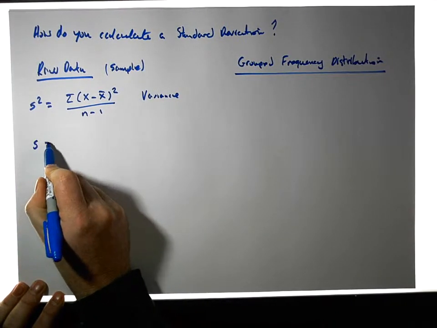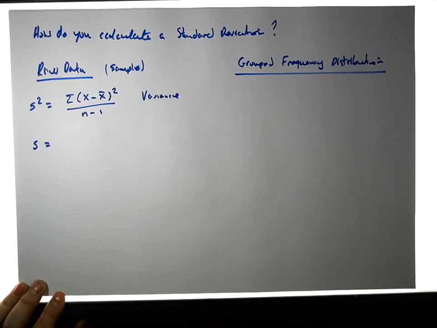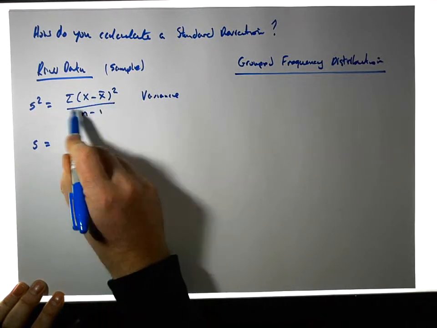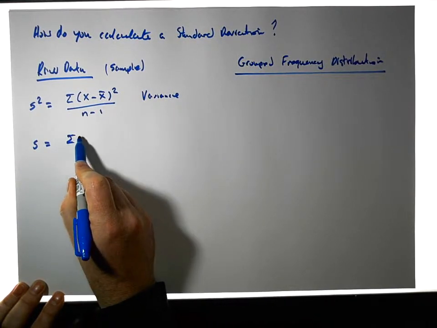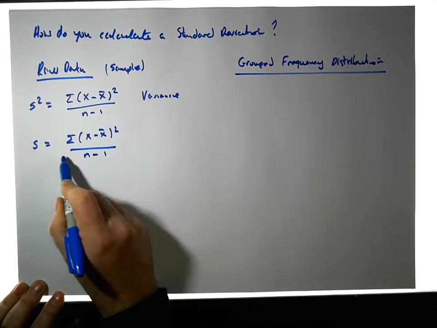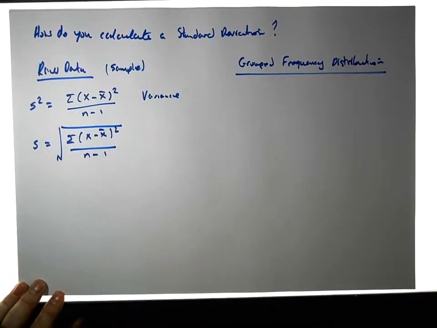I'll show you how these formulas are implemented in a moment. S is simply the square root of this number here. So it's the sum of the x's minus the x bar squared, all over n minus 1, and it's the square root of that.